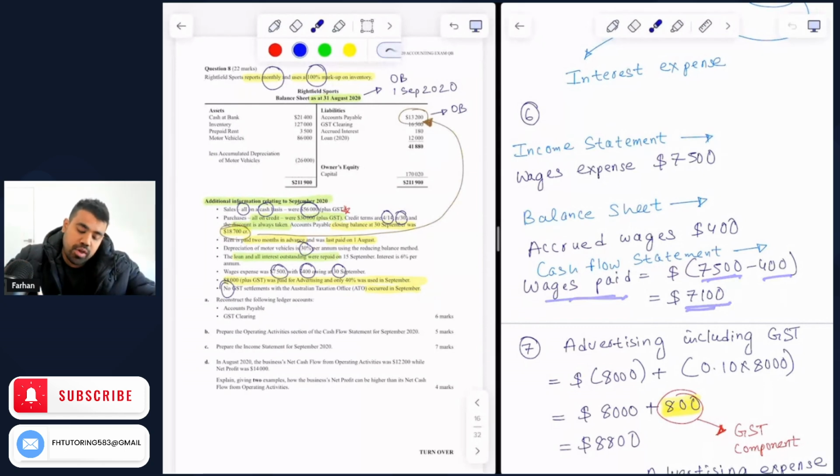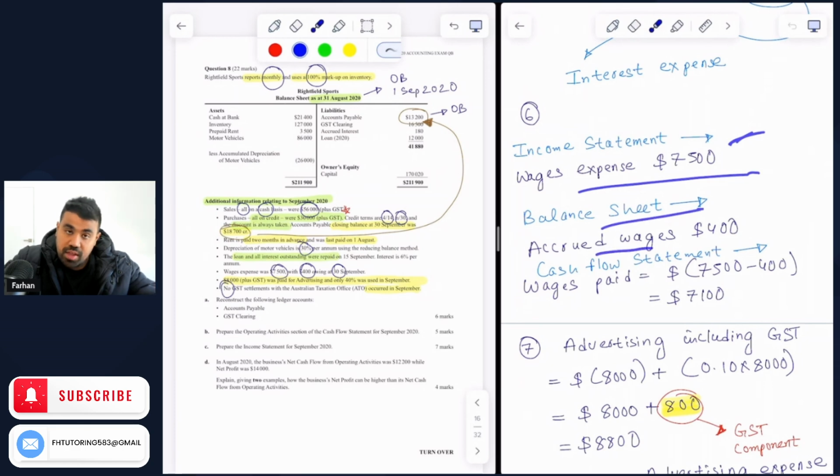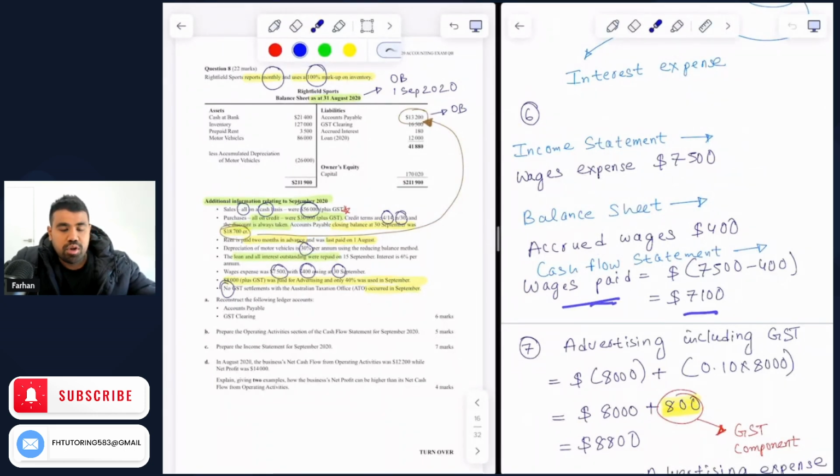So here you can see the three different financial statements are going to have three different numbers. Income statement includes the entire wages expense of 7,500. Balance sheet includes the accrued wages within the current liabilities section of 400, and cash flow statement only includes the wages we have actually paid in cash, and that is 7,100 recorded as a negative number, which refers to an outflow.